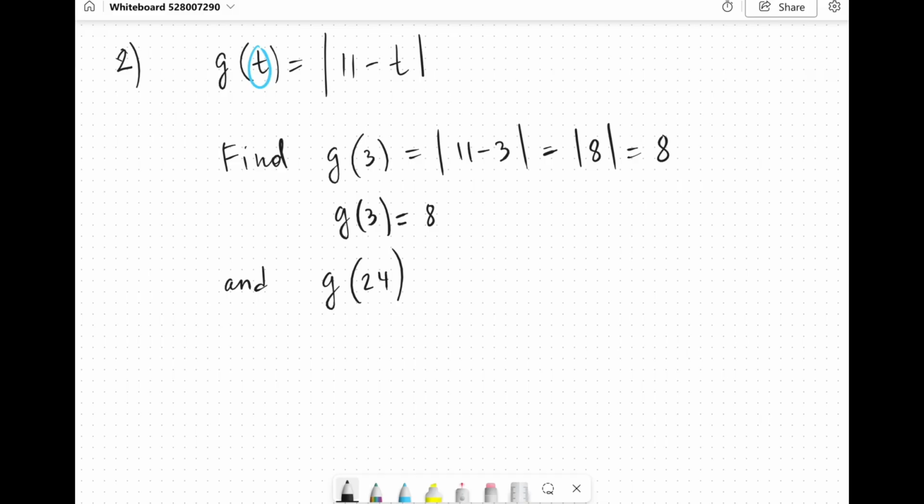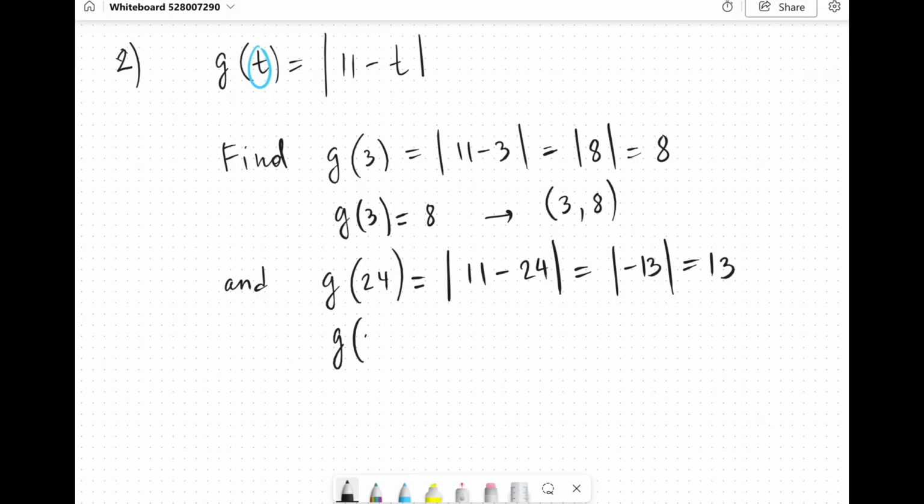Again, this is just a point with coordinates 3, 8. It's not an equation to be solved for g. Now for g of 24, we're going to do the same work. Absolute value of 11 minus 24. 11 minus 24 is negative 13. And absolute value of any number, including negative numbers, is always positive, so it's just the 13. G of 24 is 13. If I ever asked you to write it as a point, you would write 24, 13.